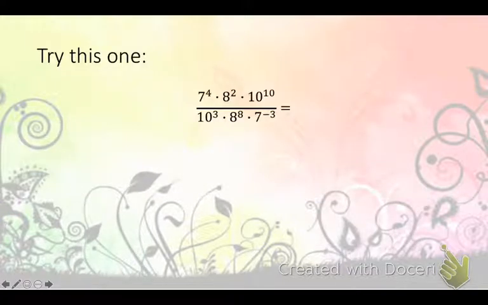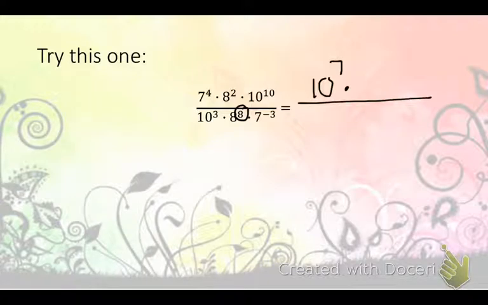Okay, so if I'm looking at this one, I'm going to use that method. If I look at 10 to the 10 and 10 cubed, the biggest exponent is 10. So I know my answer is going to be on the top of my fraction. So 10 minus 3 is 7, so I get 10 to the 7th. Then if I look at my 8s, all right, my biggest exponent is on the bottom of my fraction, so 8 is going to end up on the bottom. And 8 minus 2 is 6, so it's going to be 8 to the 6th.